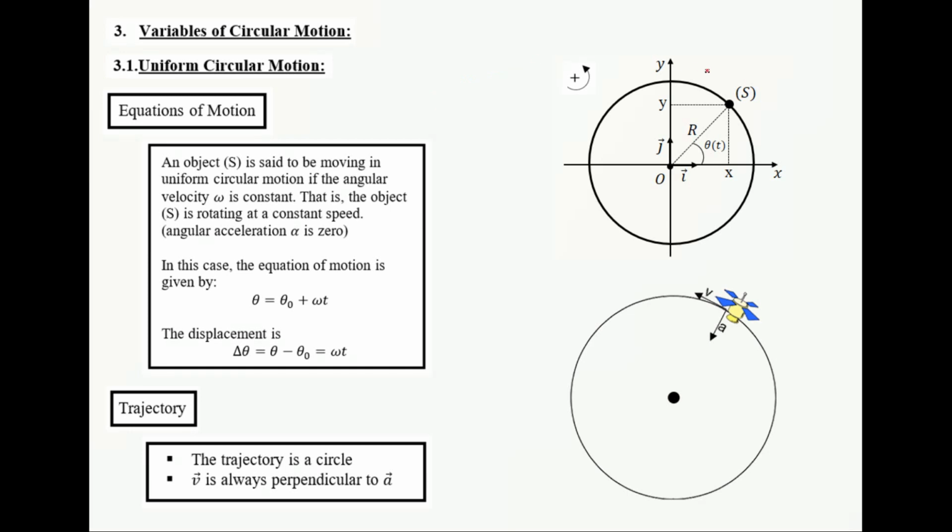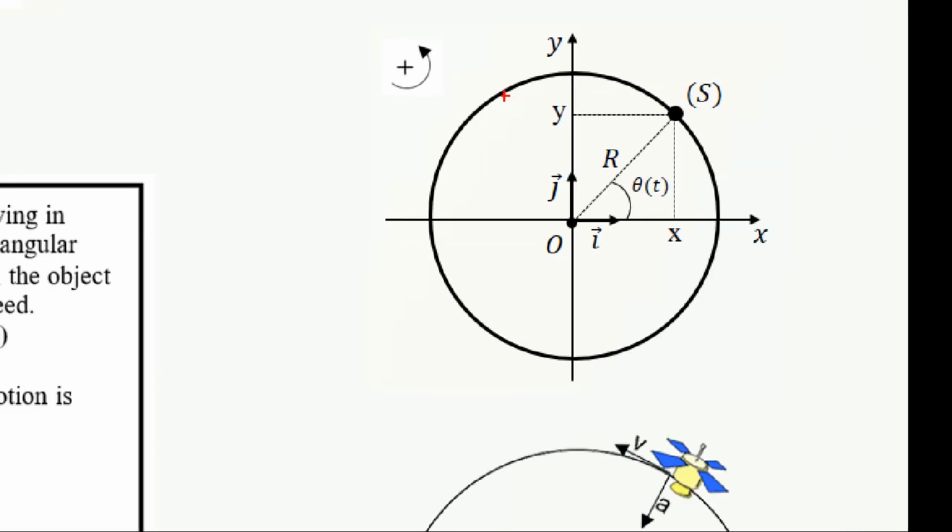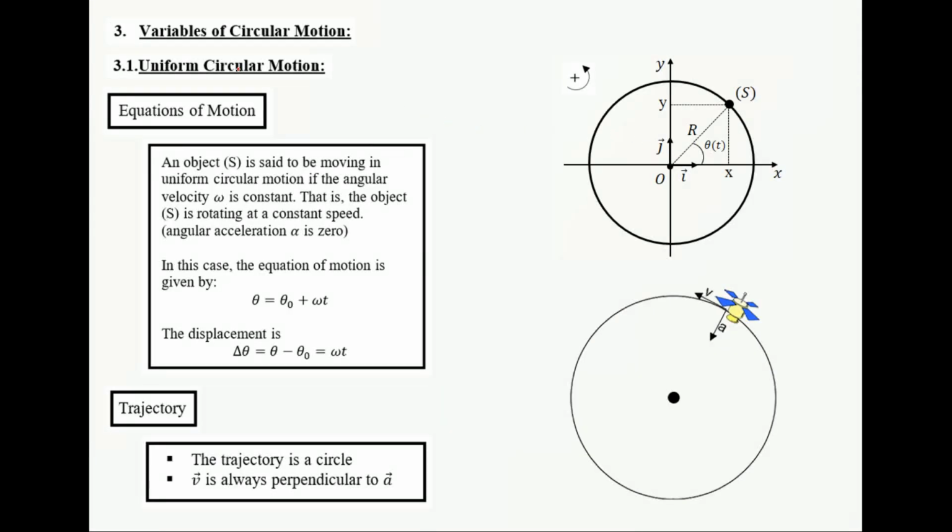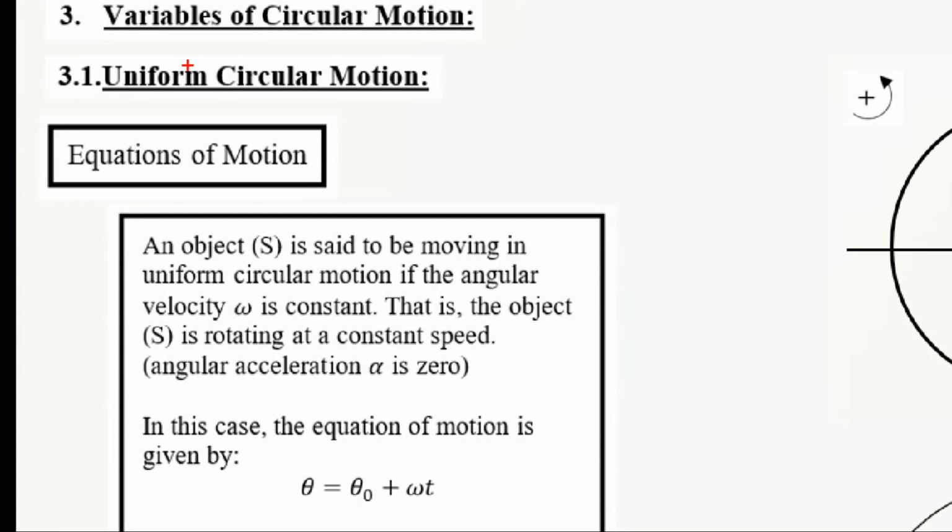First, let me explain the diagram. We have a particle s moving along a circle. We have two different representations for the position. We have the polar coordinates r and theta. r is constant, theta is a function of time. x and y are the Cartesian coordinates of the particle moving along the circle. The x-axis is being generated by the unit vector i, the y-axis is being generated by the unit vector j. The title of this section is Uniform Circular Motion.